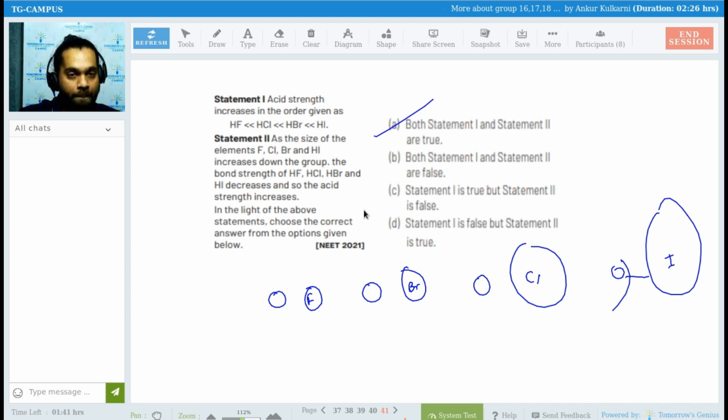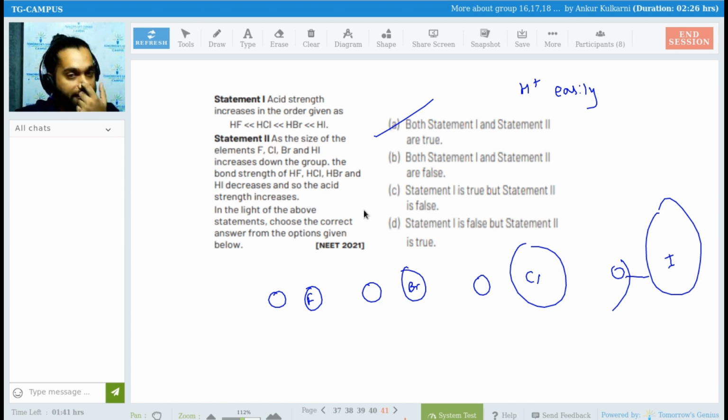Sir, can you explain again, sir? Okay. Anthony, what did I tell you? What is an acid? Acid is something that gives you H plus. Now, what is a strong acid, Anthony? Strong acid means something that gives H plus easily. That H plus is gone easily. So, the more easily H plus it can give, it is strong acid.